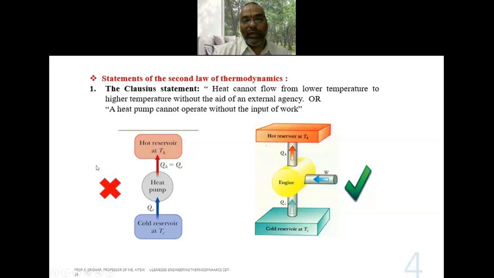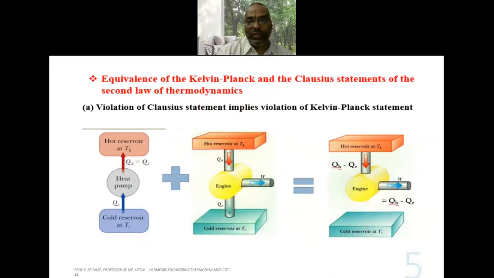That's why it is not possible. It is violating the second law of thermodynamics. Here, heat can always be transferred from a high temperature body to a lower temperature body, but not from a lower temperature body to a higher temperature body without any input. So it is impossible, and the second one is possible. Here you can see, whenever we give some amount of work input, heat is transferring from the lower temperature body to the higher temperature body. So that is the Clausius statement.